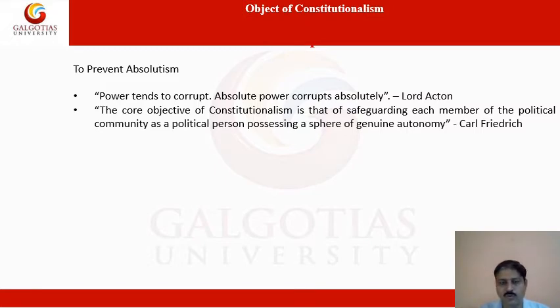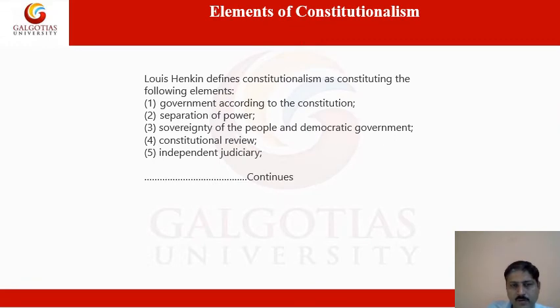The core of constitutionalism, says Carl Friedrich, is safeguarding each member of the political community as a political person possessing a sphere of genuine autonomy. That is, it seeks to protect every member of the political community from interference in his personal autonomy or his personal freedom. The question therefore arises how to identify whether constitutionalism actually exists in a political system or not.